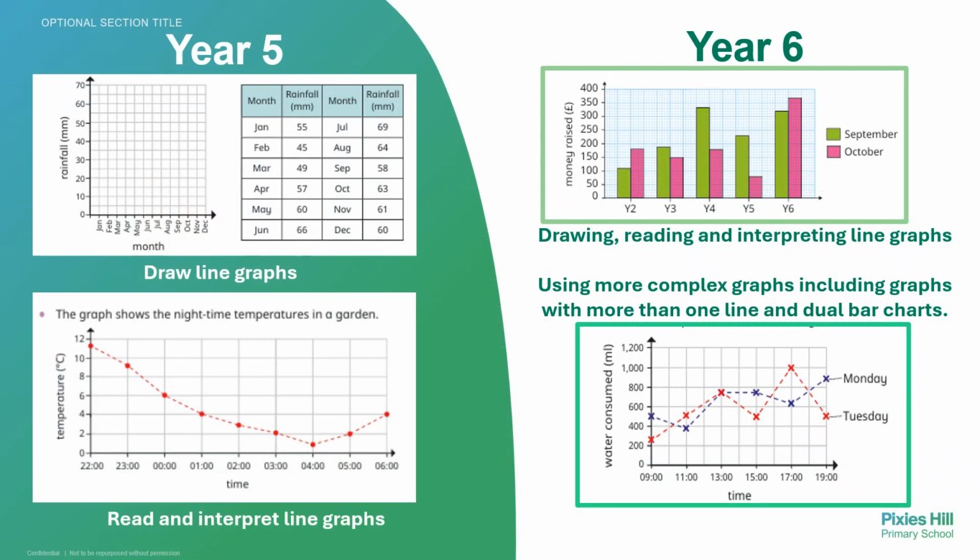In Year 5 and 6, pupils continue to draw line graphs and read and interpret them. The complexity increases, however, as line graphs with 2 lines and dual bar charts are introduced, as shown in these 2 examples here.